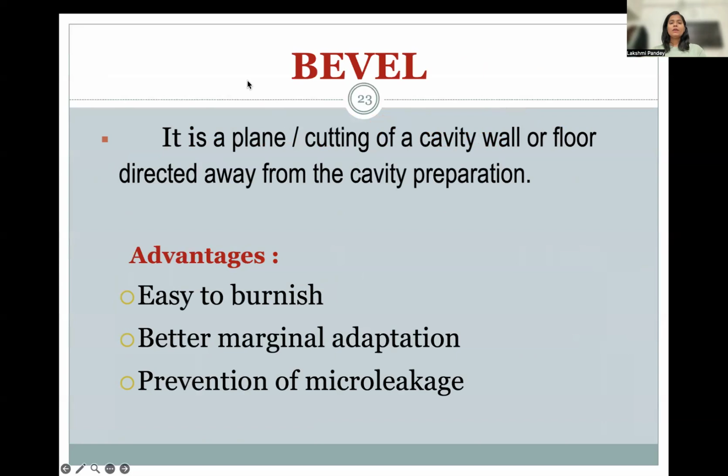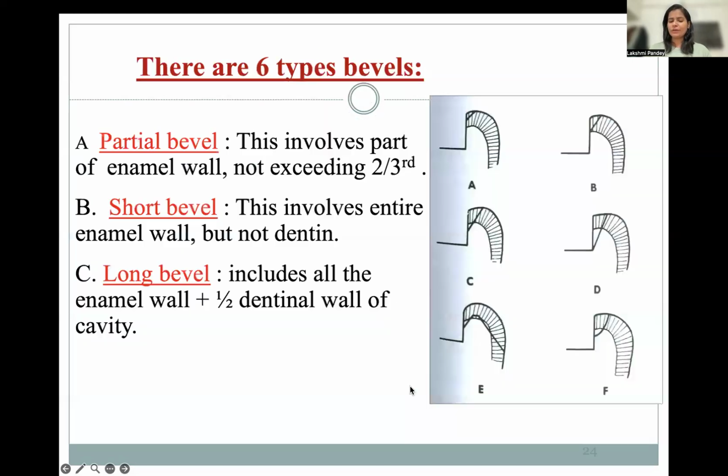Bevels, most important. What do you mean by bevel? It is a plane cutting of a cavity wall or a floor directed away from the cavity preparation. Why should we give a bevel? Easy to burnish, better margin adaptability, prevention of microleakage. You have to remember there are 6 types of bevels. Can you see here? Partial bevel, short bevel.